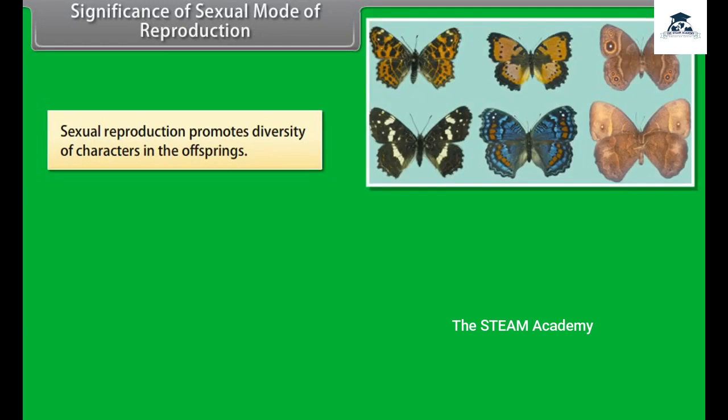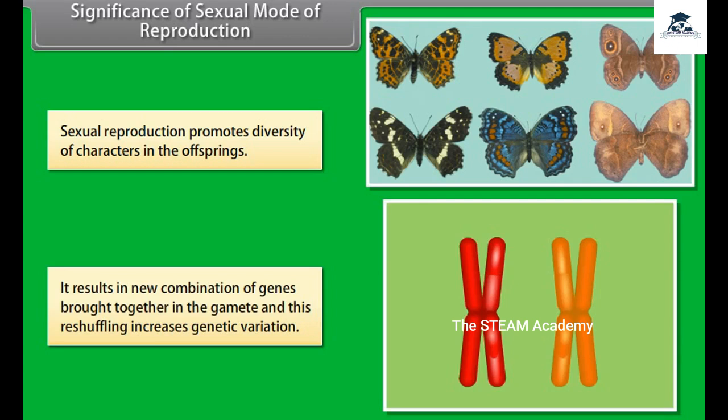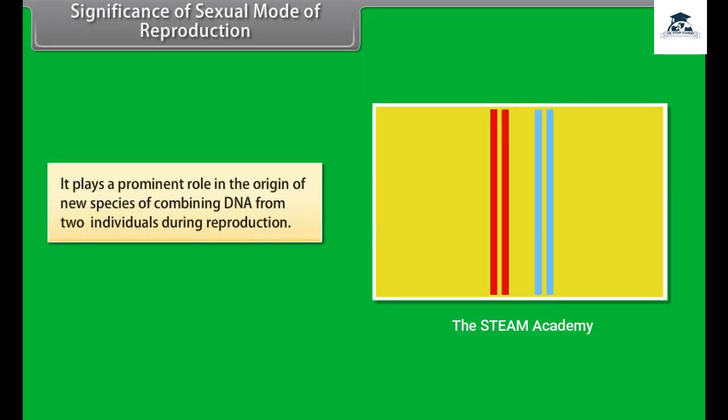Sexual reproduction promotes diversity of characters in the offsprings. It results in new combinations of genes brought together in the gamete, and this reshuffling increases genetic variation. It plays a prominent role in the origin of new species by combining DNA from two individuals during reproduction.